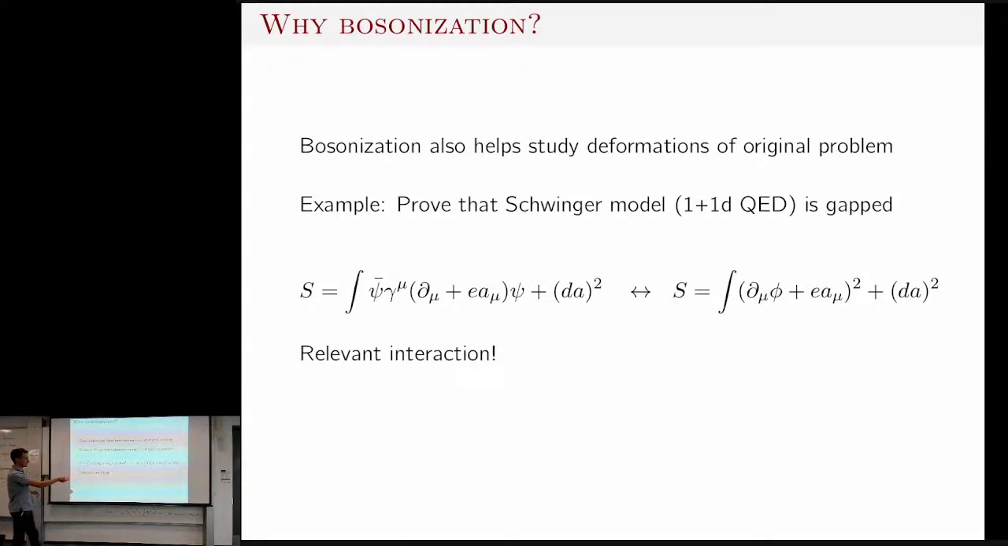This is how the photon couples to the boson. The entire theory is Gaussian. We can solve it live, go to unitary gauge. We see that there's a mass equal to the charge.